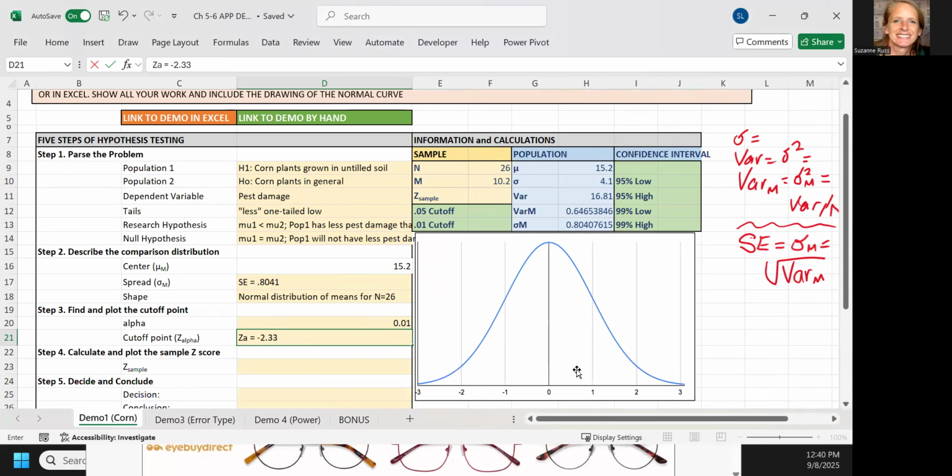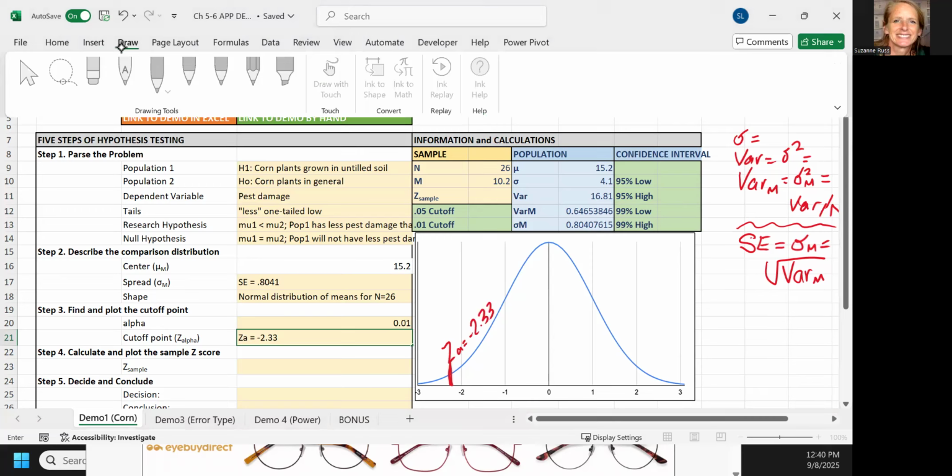You see this in some places written as 2.32. Don't worry about that. We'll make the best of that because it's kind of in the middle here. So here's our critical value. Z alpha is minus 2.33. Let's get our highlighter and shade the tail.